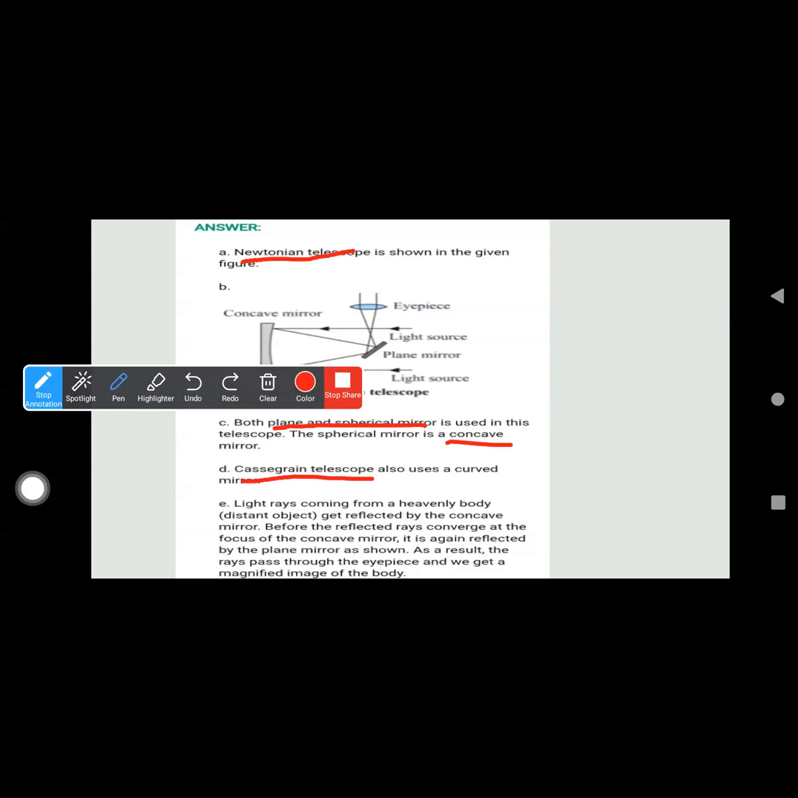So even if you learn one, you can write the answers for both the questions. It is very easy and scoring. You'll easily get 5 marks if you do this answer.